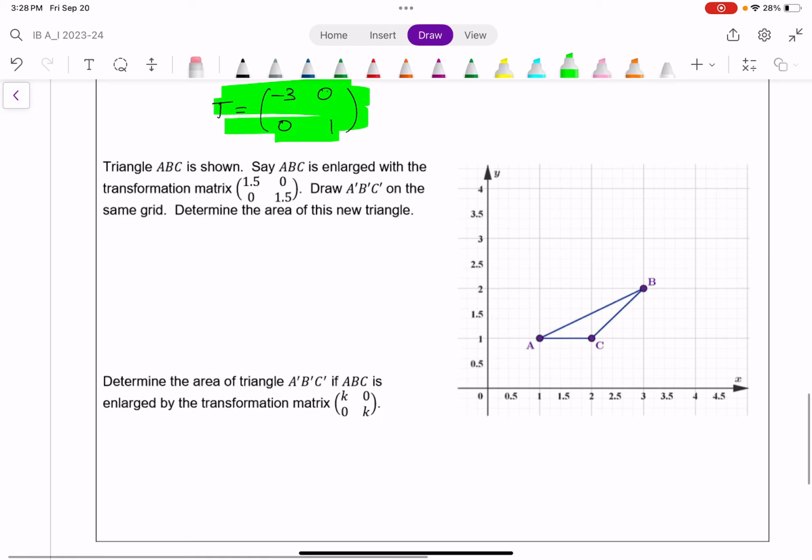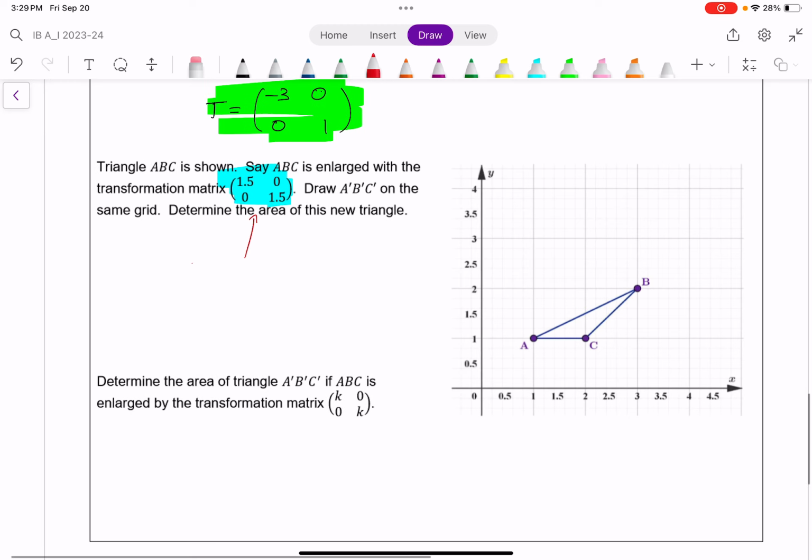All right, last one. I have a simple triangle here, and I want to say it's being enlarged by this transformation matrix: 1.5, 0, 0, 1.5. Well, this is both a horizontal and a vertical expansion by a scale factor of 1.5. So you could just multiply this by the new matrix of A, B, C. Or, I think it's faster since I'm asking us to draw it anyways, is just realize this is, again, both a horizontal and a vertical stretch by a scale factor of 1.5 or 3/2.